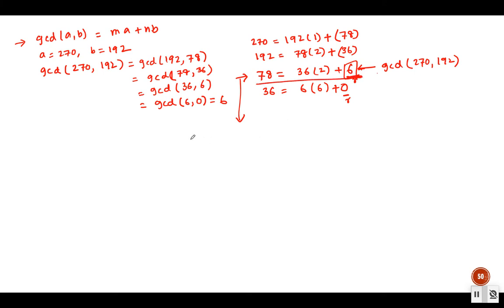We have here 78 equals 36 times 2 plus 6, and we know that 6 is our GCD. Now we are going to write the value of 6 as 78 minus 36 times 2.